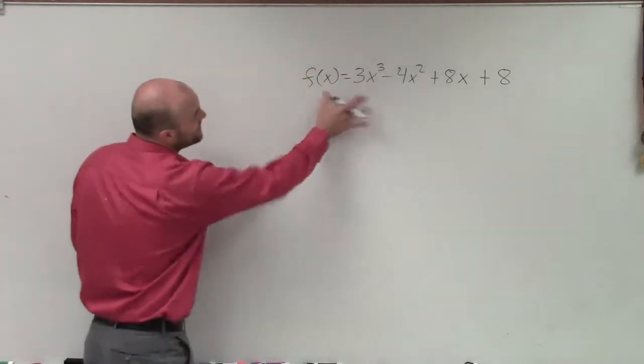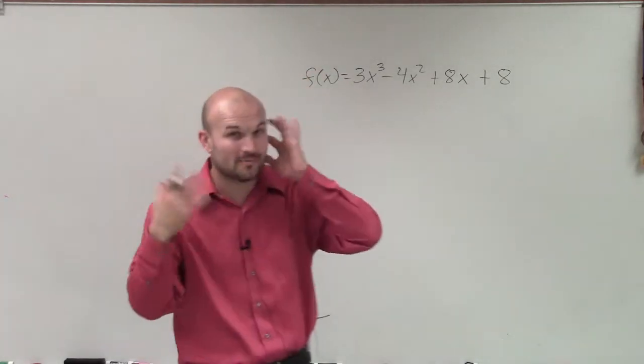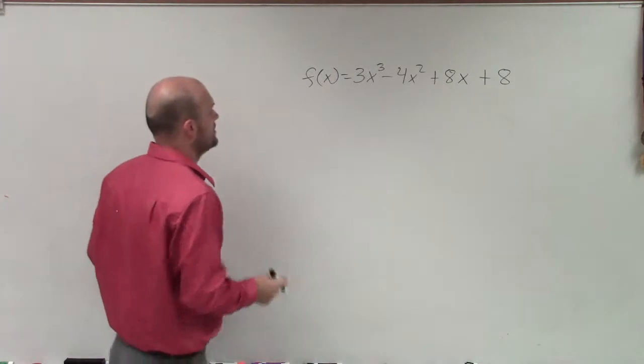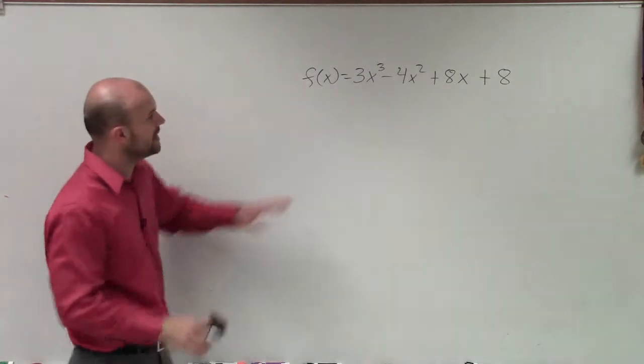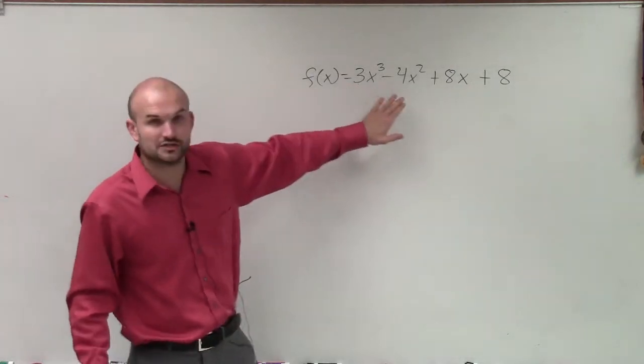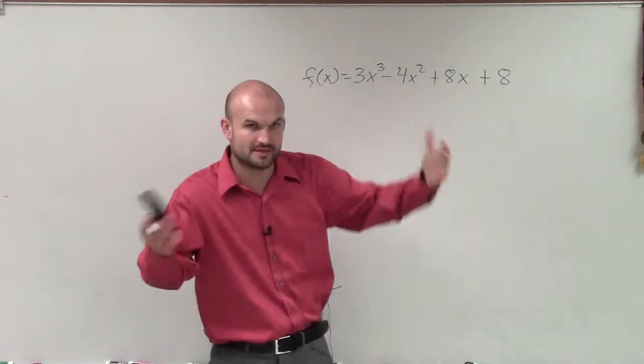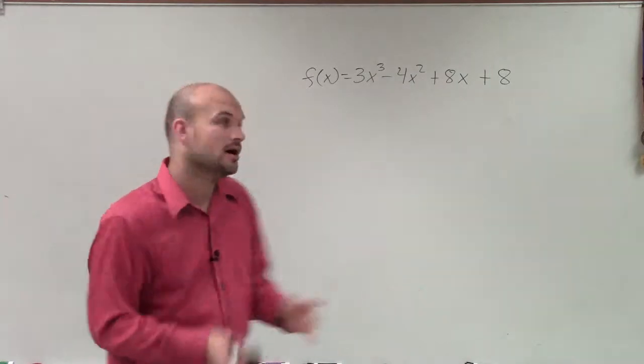All right, so what I want to do is show you how to determine all the positive and the negative real zeros. So when looking at Descartes' Rule of Signs, we're going to look at the sign interchanges between each one of these monomials, because remember, a polynomial is a sum of different monomials.